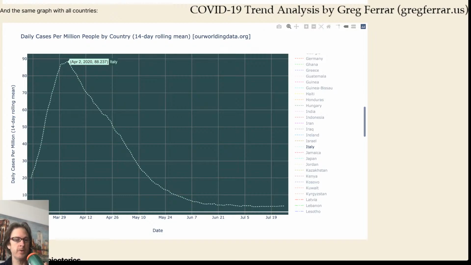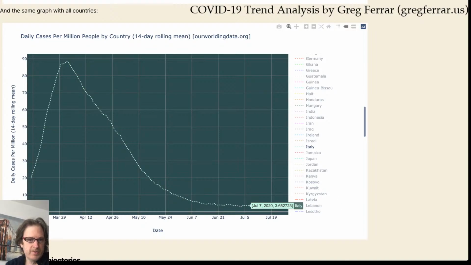You wouldn't have known it from the news coverage at the time. But that's just because the news coverage hadn't seen anything yet. Everyone thought Italy had it terrible, but here it is, peaking below 90. And remember, the United States is at 200 or something right now, so twice as bad as Italy even now.